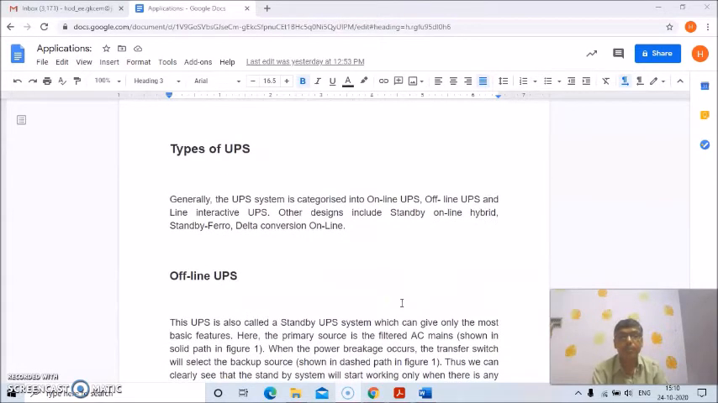Types of UPS: generally the UPS system is categorized into online UPS, offline UPS, and Line-Interactive UPS. Other designs include standby, online hybrid, standby ferro, delta conversion online, etc.